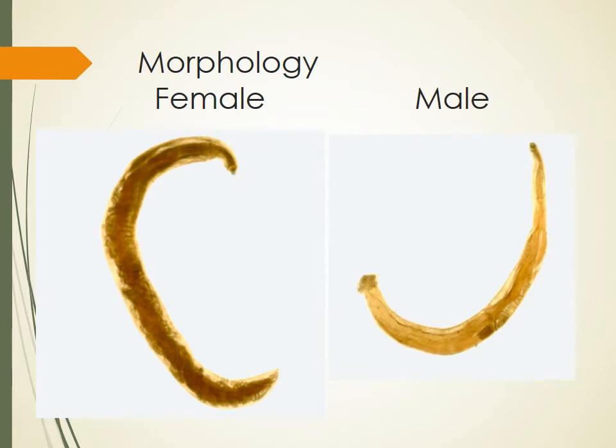I will just show you. This is the typical curved shape which looks like a hook. This is the female, which has a pointed tail. This is the male, which is slightly shorter than the female, and its tail is not pointed but has an expanded copulatory bursa. This helps the male in sexual reproduction. So that is the morphology of the adult worm.